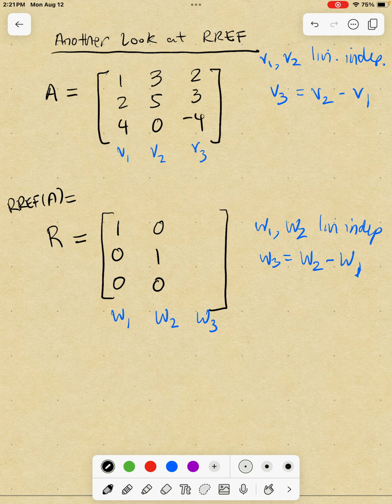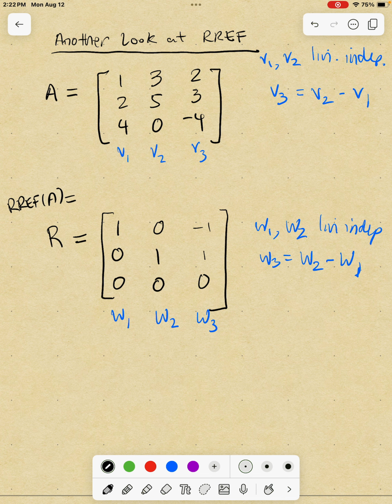Okay, because it can't be 0, 0, 0. If it was 0, 0, 0, then W2 would be 0 times W1, which would mean that V2 is 0 times V1, but that's not true. So W2 has to be 0, 1, 0. It can't be 0, 0, 1 because then you'd have a pivot in the third row, but it needs to be in the second row. And what's W3? Well, W3 is W2 minus W1, so that's going to be negative 1, 1, 0.